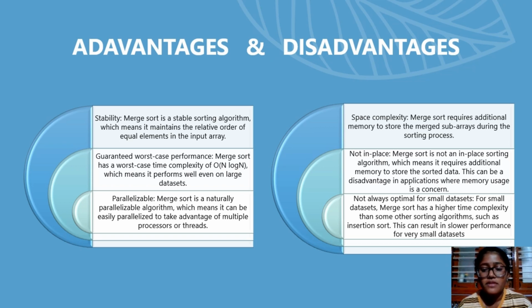Not always optimal for small data sets. For small data sets, merge sort has a higher time complexity than other sorting algorithms like insertion sort or any other. This can result in slower performance for smaller data sets. However, merge sort is preferable for larger data sets.